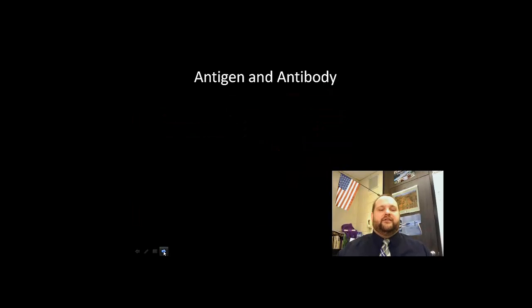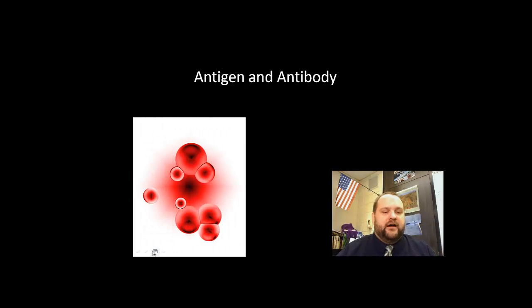In order to really understand this, we have to understand the difference between an antigen and an antibody. And they're really easy to get confused because they sound so similar. Antigen and antibody. So let's take a look at this. An antigen is a protein on the surface of the cell. So an antigen is a protein on the surface of the blood cell.